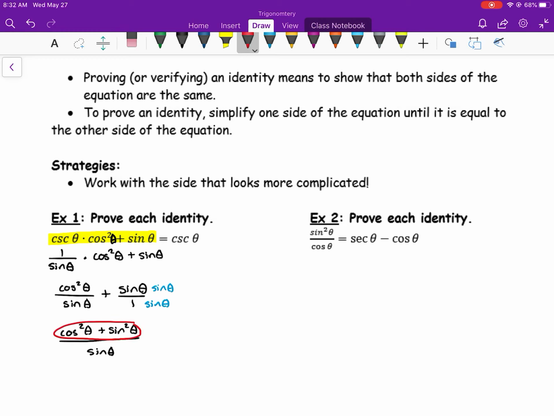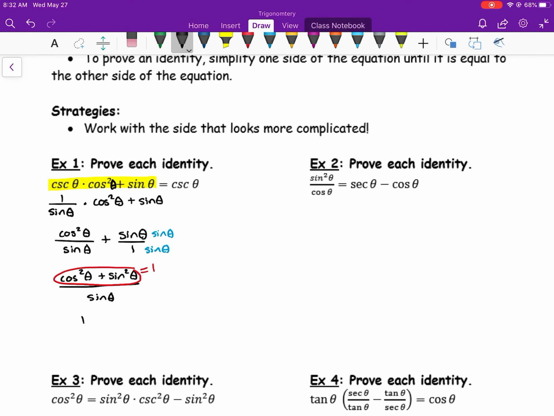If I look at this, cosine squared of theta plus sine squared of theta is a Pythagorean identity. So this is equal to 1. So I'm going to get 1 over sine of theta. We know sine is the reciprocal of cosecant. We get cosecant of theta, which is what we wanted. So left side equals the right side.